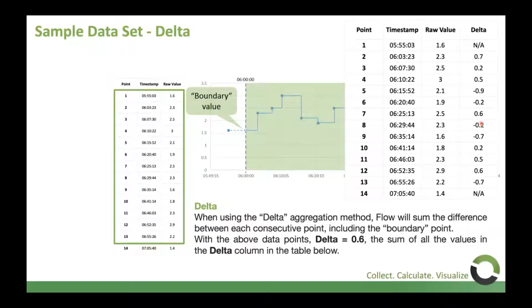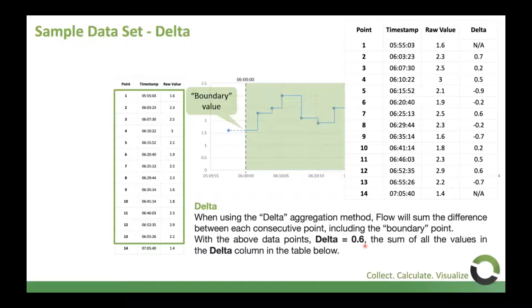In the end of the day, we will go and add all of the deltas together to give us the total delta for the hour. So if we do that very quickly and we do the math and we add all of these deltas together, the result of the delta retrieval will be 0.6 in this case.